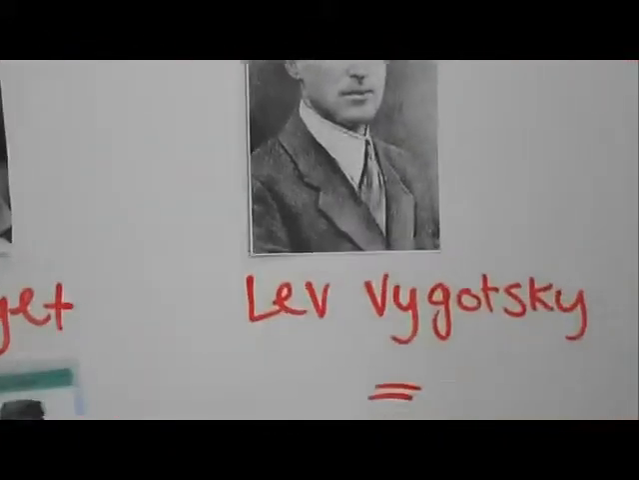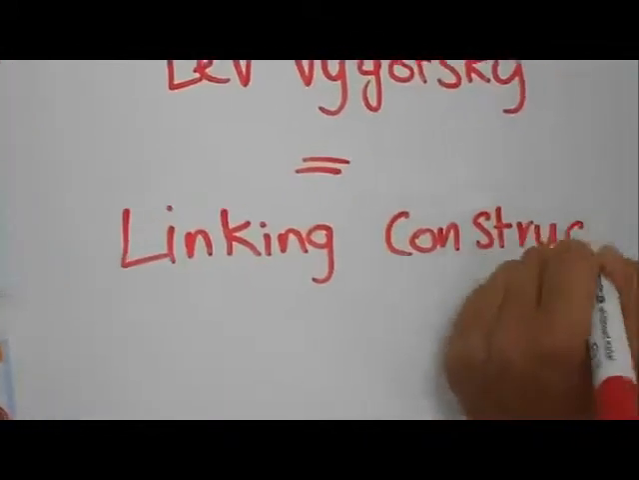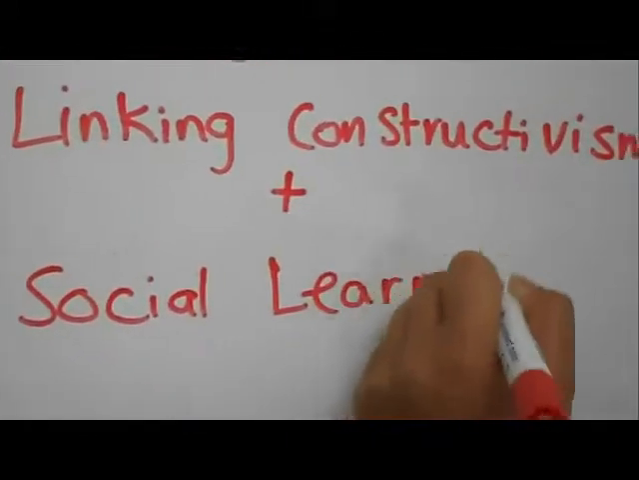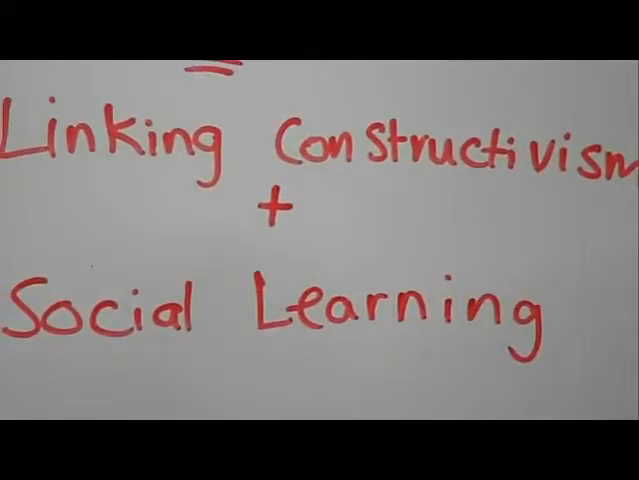Lev Vygotsky also contributed to the constructivist theory by linking constructivism to social learning. He believes that learning occurs best when education and socialization are linked together.